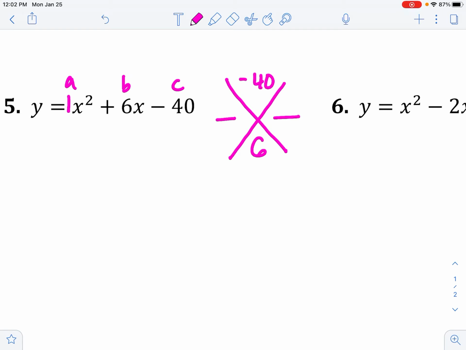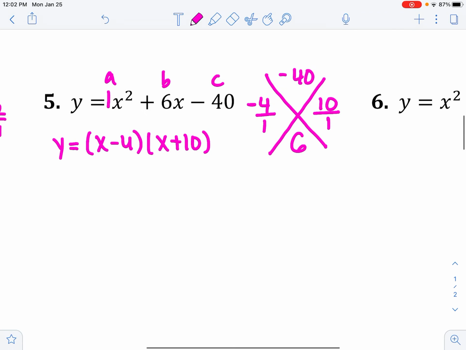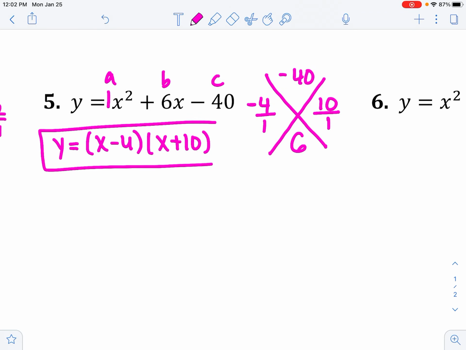Okay, so let's run through my numbers here. 1 times 40 will never give me 6. 2 and 20 will never give me 6. 3 doesn't go into 40 evenly. 4 and 10 will. All right, which one do I have to make negative? Because it's negative 40, I would have to make the 4 negative to still add to give me 6. Divide by a, and I have my two factors. Y equals x minus 4 times x plus 10.